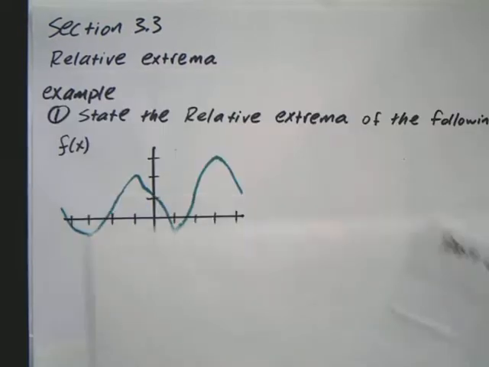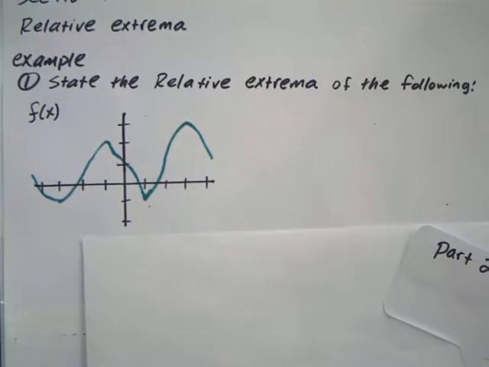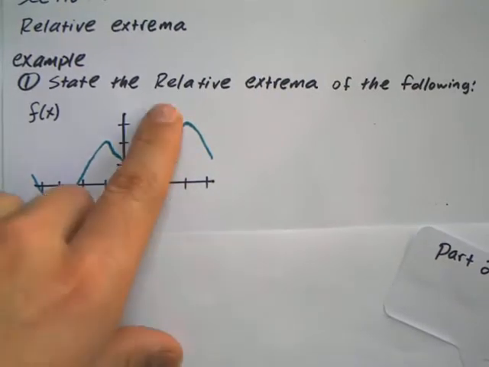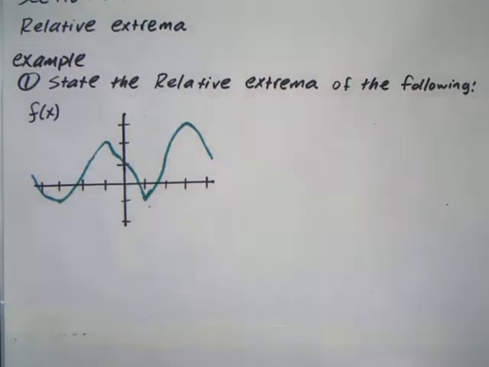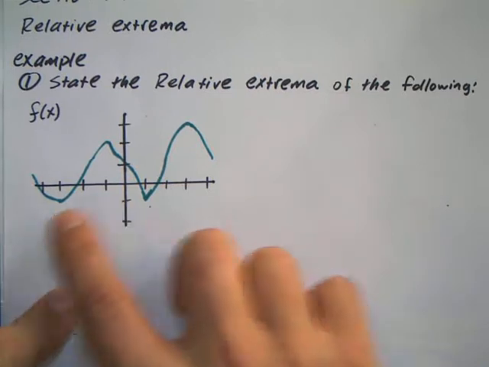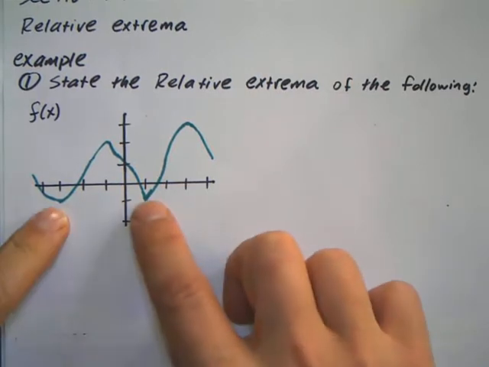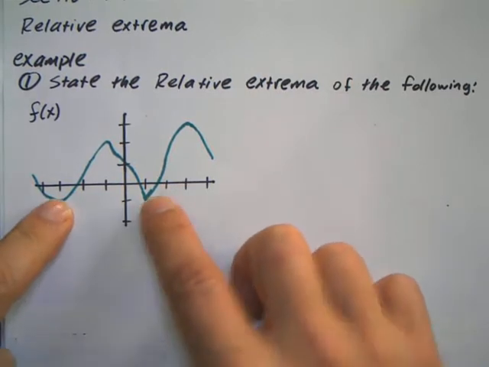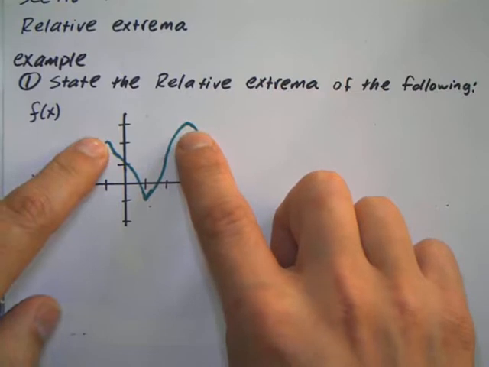So we're going to start off with the first example being a graph of a function and state the relative extrema. So relative extrema just deals with the maximums and the minimums of functions. So these two right over here are the minimums, and then up here are the maximums.